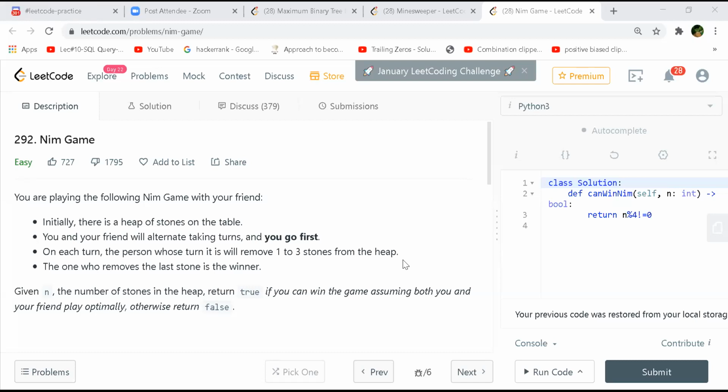I mean, the intent behind it is more like a generalized problem. Here we see we can pick from 1 to 3, and with 4 stones or a multiple of 4 you lose. If we have 5, then anywhere from 1 to 4.